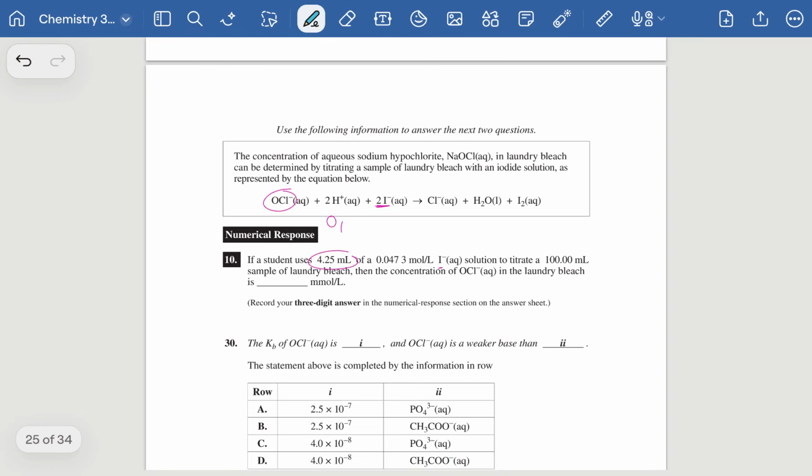Change it to liters by dividing by 1,000. Multiply by your concentration. Liters will cancel. Now you're at moles of iodine. Multiply by your mole ratio, so what you want on top over your known, so that the moles can cancel. Sorry, I should say moles here. And then divide by the amount. So the amount here is 0.1 liters.